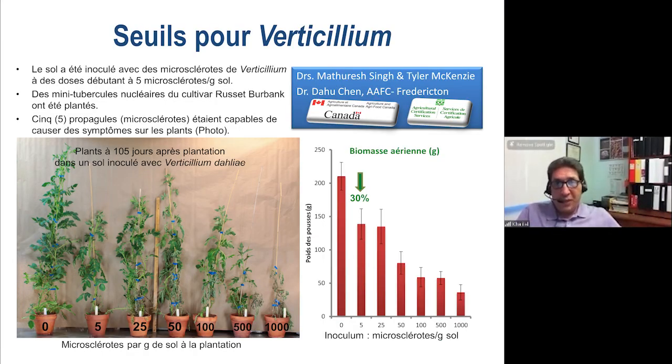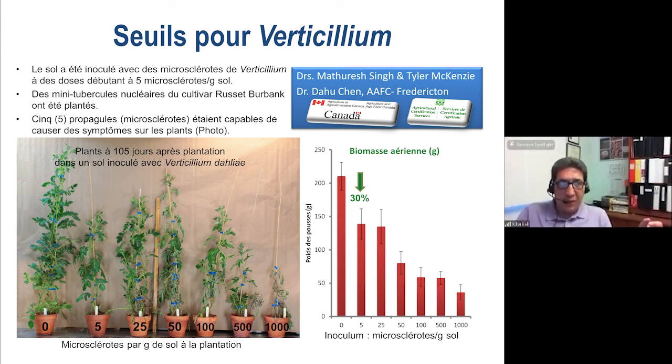The threshold for Verticillium, the literature is vague about it. So my colleagues Matrish Singh, Tyler McKenzie, and Dahu Chen did some work on this. What they did is they introduced Verticillium microsclerotia to soil, and they planted tuber of Russet Burbank. So they started with 0, 5, 25, 50, 100, 500, and 1,000 microsclerotia per gram of soil, and monitored to see how the plants grow.